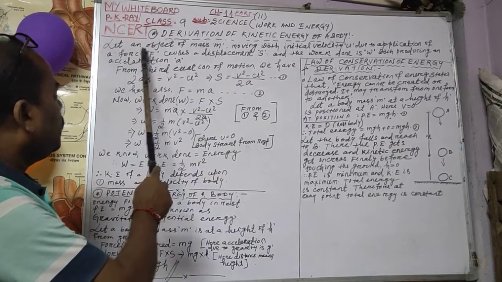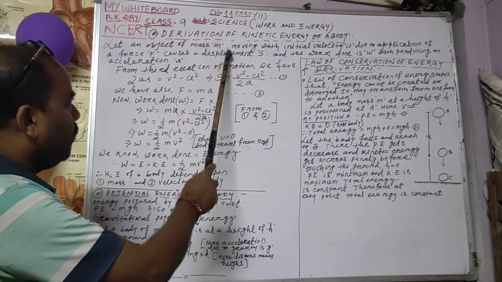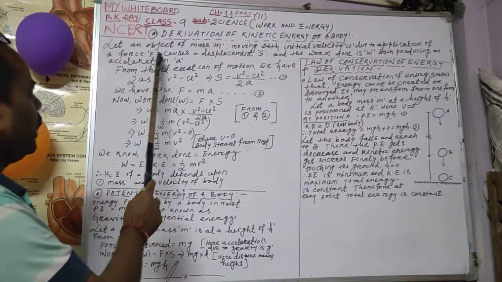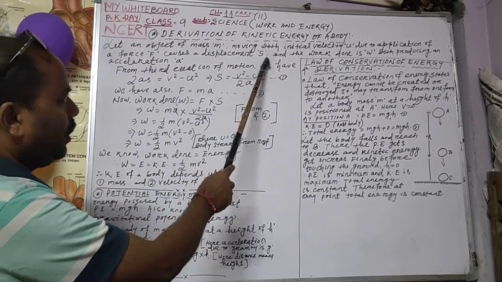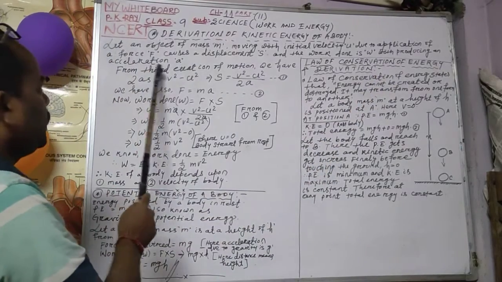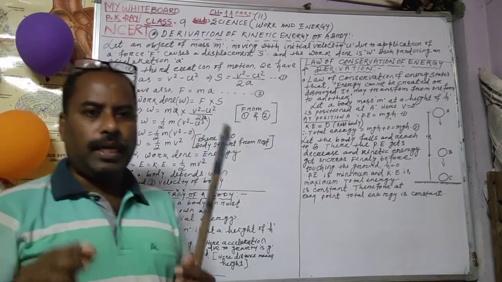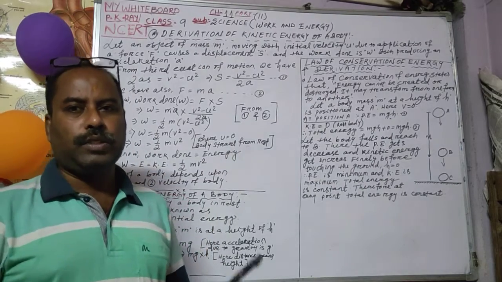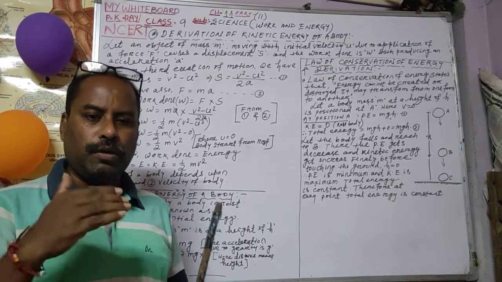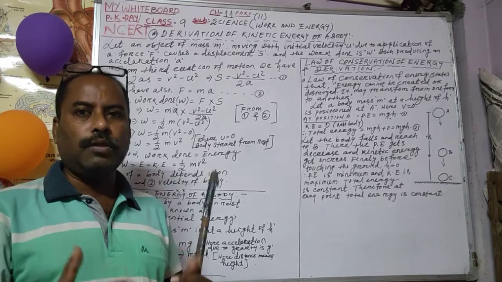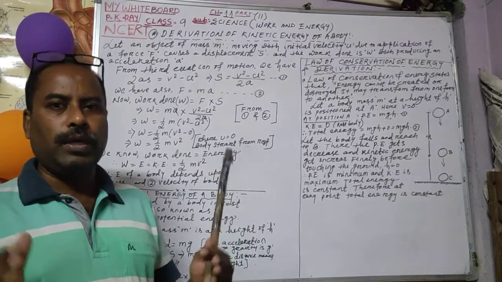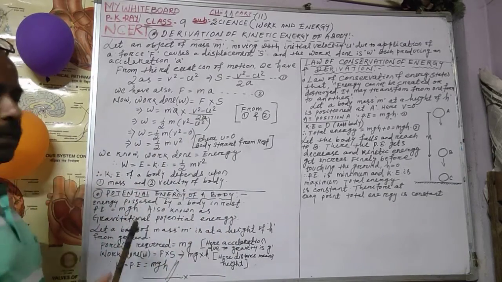Let us see. Let an object of mass m moving with initial velocity u, due to the application of a force F, cause a displacement s, and the work done is w, producing an acceleration a. Suppose a body at rest starts to move with initial velocity u, and body mass is m, the force applied is F, the distance covered is s, the work done for that is w, and the acceleration produced is a. All this we have to write down first. This I have written. Then we have to start.